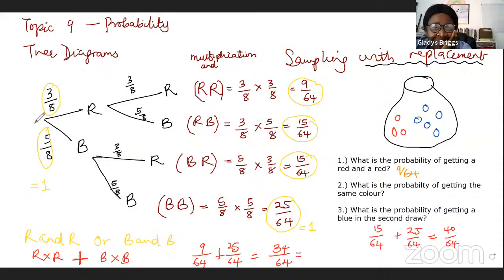So your tree is very important. You must draw your tree first. If you haven't drawn your tree, you cannot get all this information, because the information is going to come from your tree. Once you've drawn the tree, then you can start to think about how to answer the questions based on your tree. Yeah? Okay.